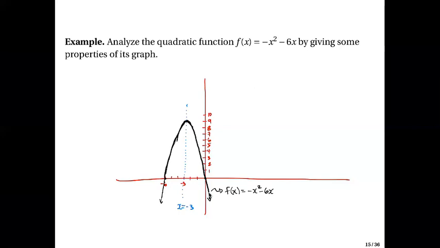Now, some students do this. They have the vertex, they have the other point. When they're sketching the graph of a parabola, they use a ruler and they connect these 2 points. If you do that, what you will get is a straight line from this point to this point because you used a ruler. A parabola is not a straight line. It's somewhat curvy. Okay? It's somewhat curvy.